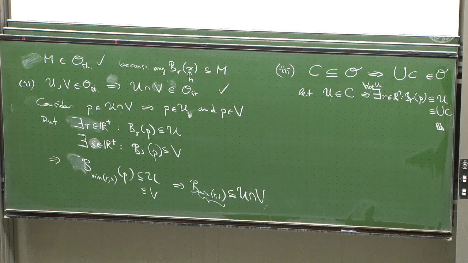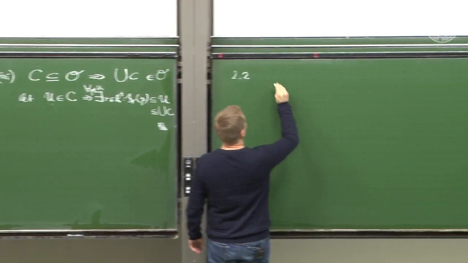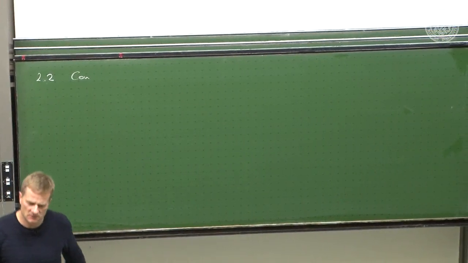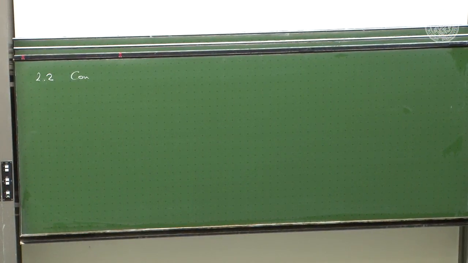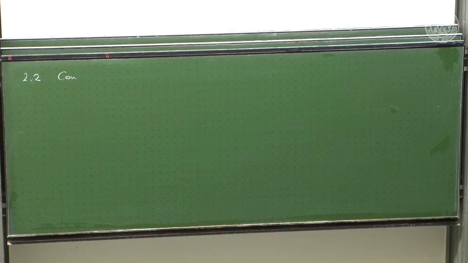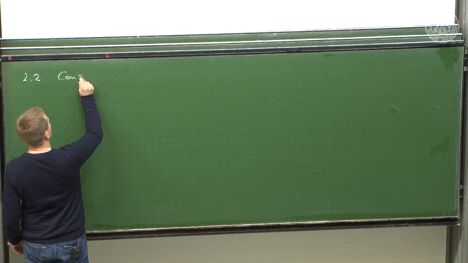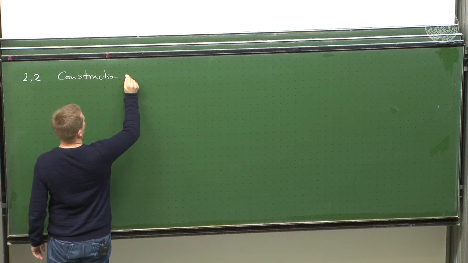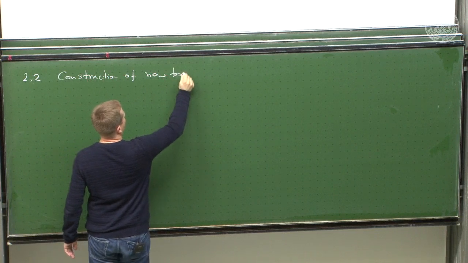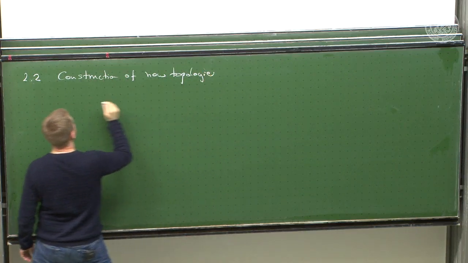Okay. I wanted to give this another section heading. Well, now I provide it as an example. That's fine. So then let's have 2.2, construction of new topologies from given topologies.